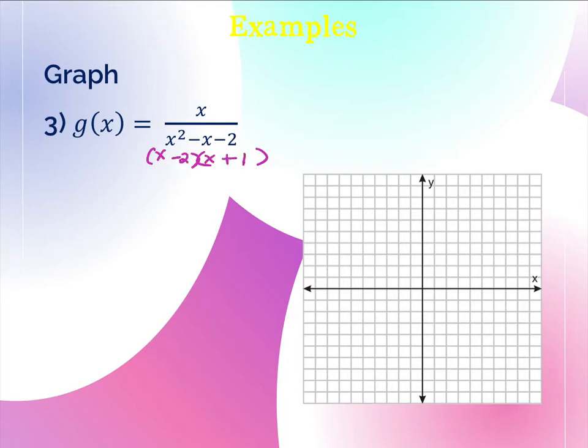Good. Can I simplify? No, but I'm glad I factored anyways because I'm going to have to factor to solve for my vertical asymptotes anyways. So it serves two purposes. 1, it checks for holes. 2, I know I have to set those equal to 0 to get my vertical asymptotes. So vertical asymptotes at x equals 2 and x equals -1. This time I have 2 vertical asymptotes.